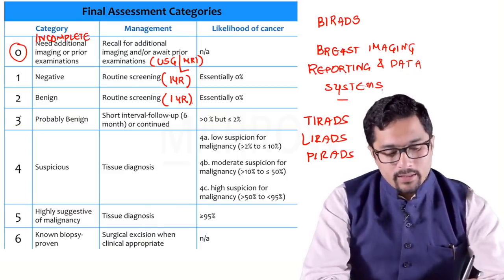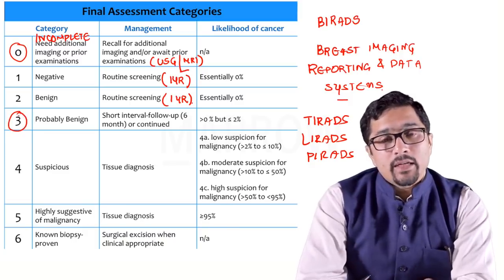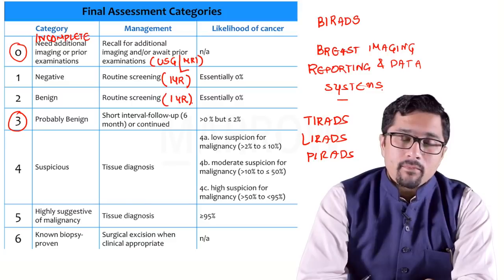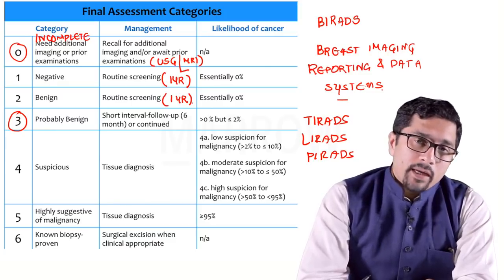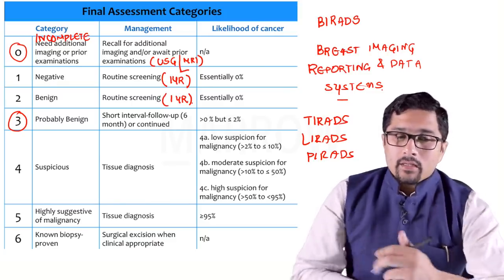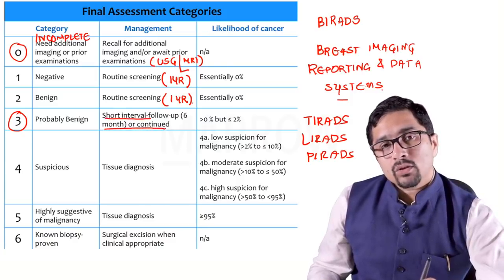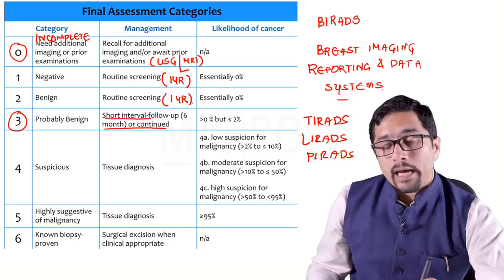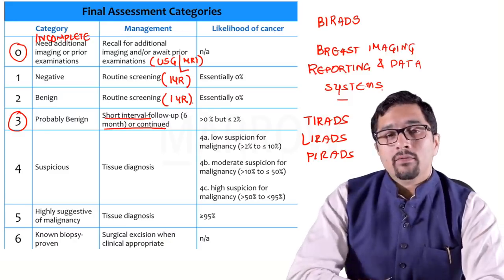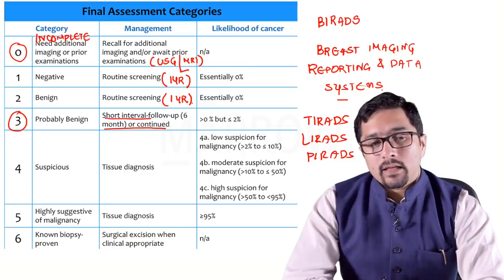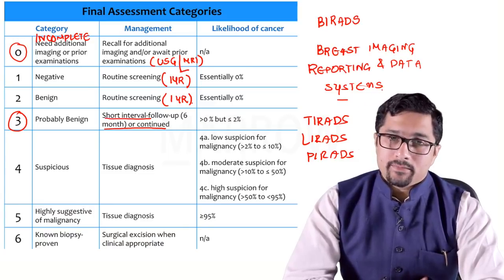BI-RADS 3, this is where things start to get a bit interesting. BI-RADS 3 is probably benign, right? Now, if you get a BI-RADS 3, the important thing is you need to call the patient after 6 months. So short-term follow-up, and you repeat the imaging after 6 months. And the risk of malignancy is less than 2%.